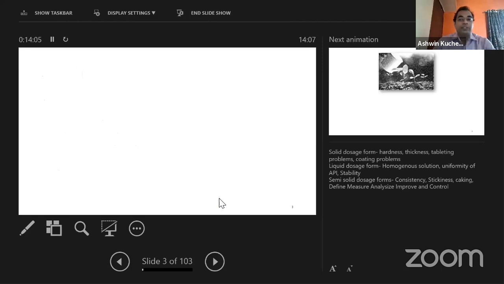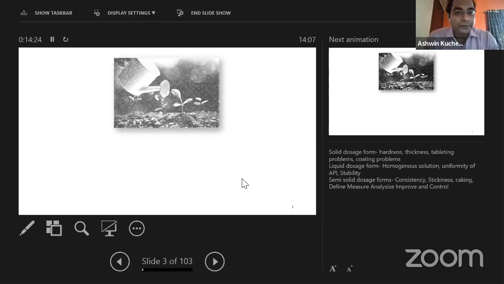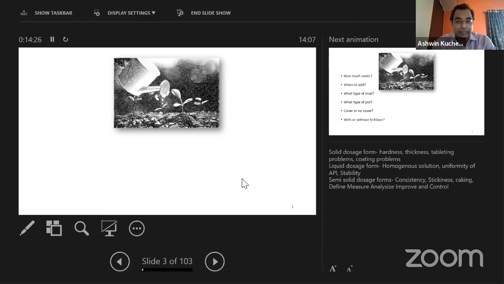So I would like to start with a brief example of why exactly we need this design of experiments, why we have to study response surface methodology, and from where this term came. If you look at this picture, there is a small plant in the mud and a pot which is watering it. From this we come to know that this is a plant which is to be grown like a tree, but how and why will it be grown like a tree?